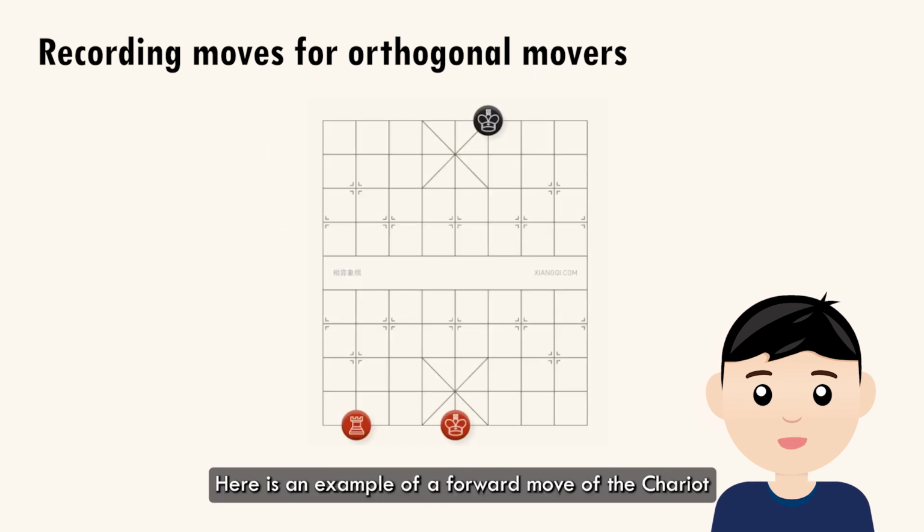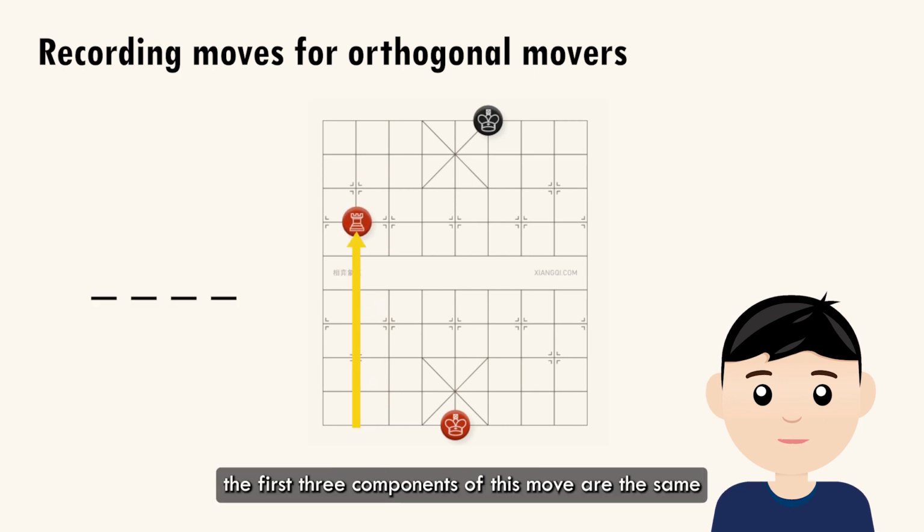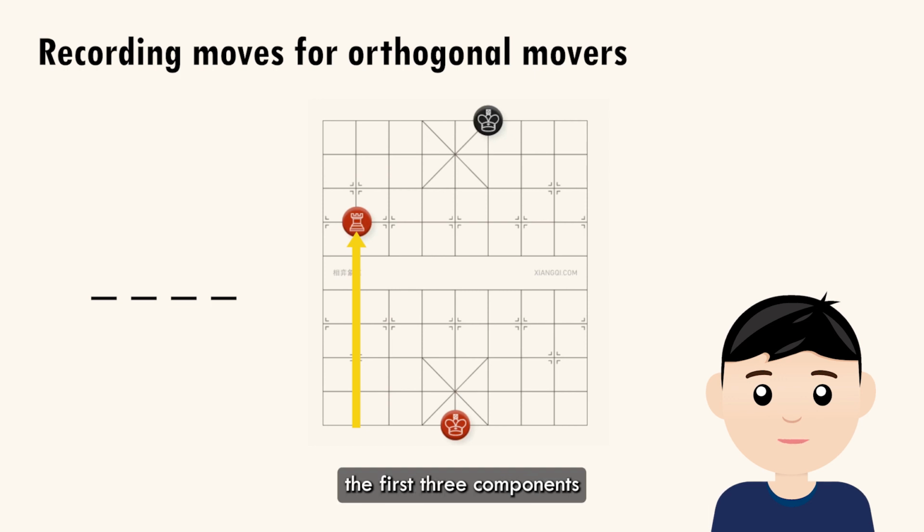Here is an example of a forward move of the chariot. The rules to find the first 3 components of this move are the same. You can pause the video to try figuring out the first 3 components of the record of this move. I will reveal the answer in a second. Were you successful? Let's find out.